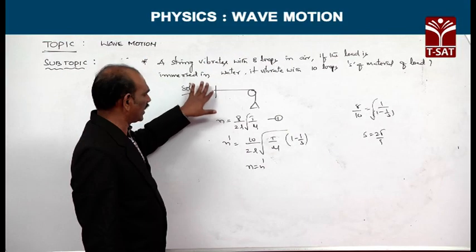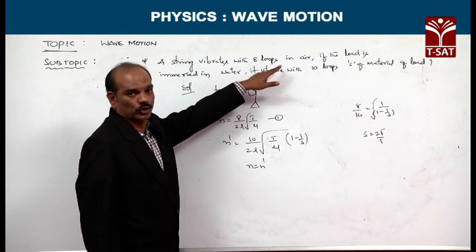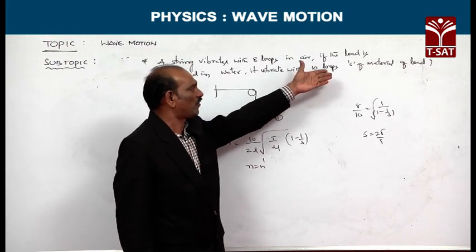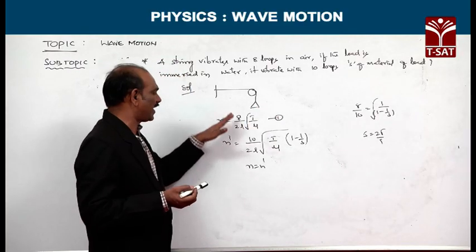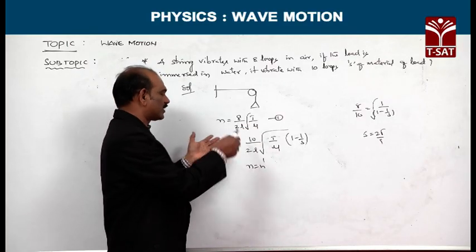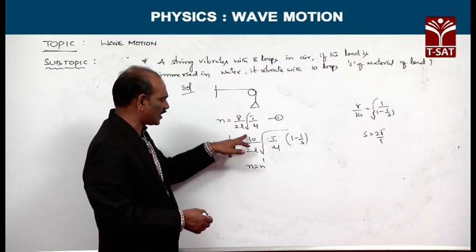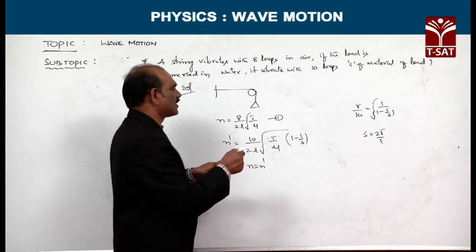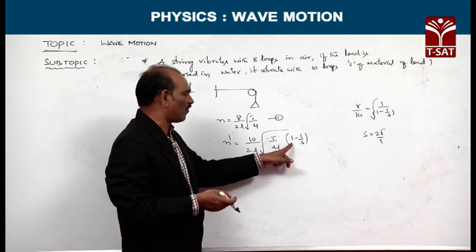This is a string, one end is fixed, the other end is connected to a load. When this is in air, it vibrates with 8 loops. If it is inside the liquid or water, it vibrates with 10 loops. He is asking us to find the specific gravity of the material of the load. We know that n is equal to p by 2l root T by mu. So 8 loops are formed in air, 8 by 2l root T by mu. The same string, if kept inside the liquid, vibrates with 10 loops. So n dash is 10 by 2l root T by mu into 1 minus 1 by s, because when it is inside the liquid, the buoyancy force comes into play. In the last class we discussed, that value becomes 1 minus 1 by s.